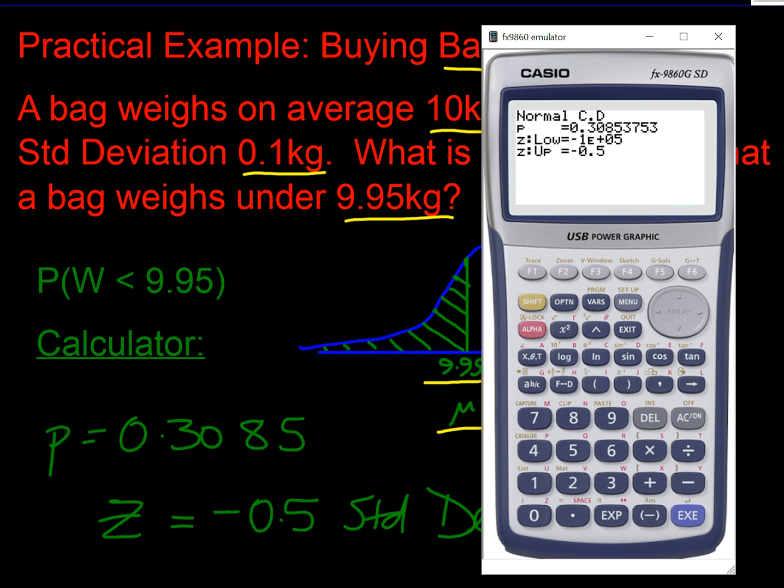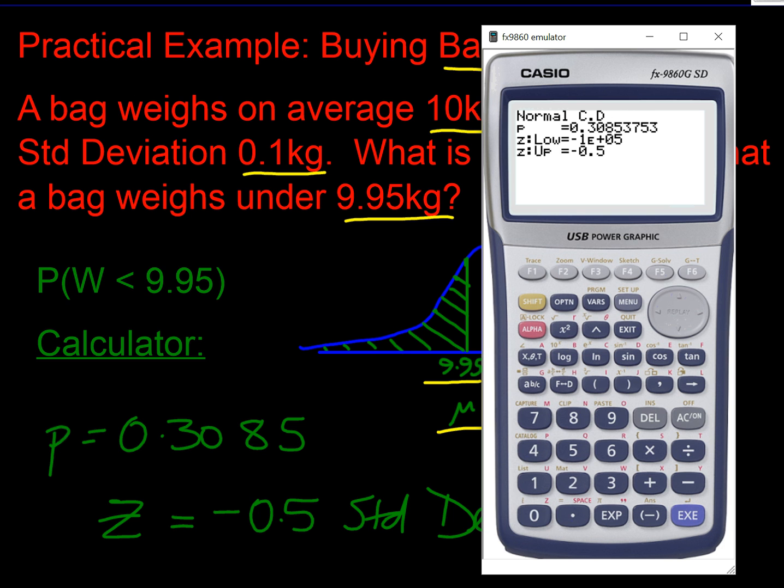But it's also given us our 2 Z values, and the Z values are effectively the number of standard deviations from the mean of the lower and upper points. So the lower one there, saying -1 e plus 0.5, that's their way of doing standard form. So that's -1 times 10 to the plus 5. So that's -100,000. So that's pretty extreme, isn't it?